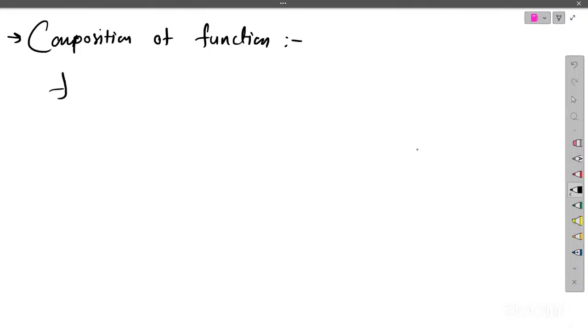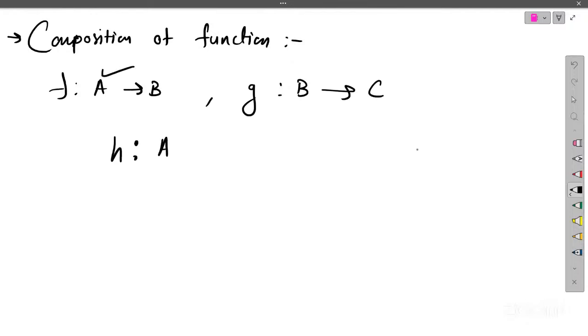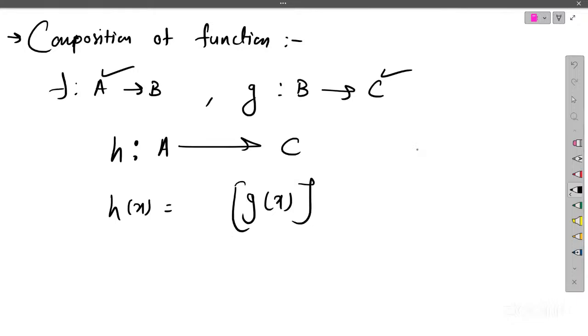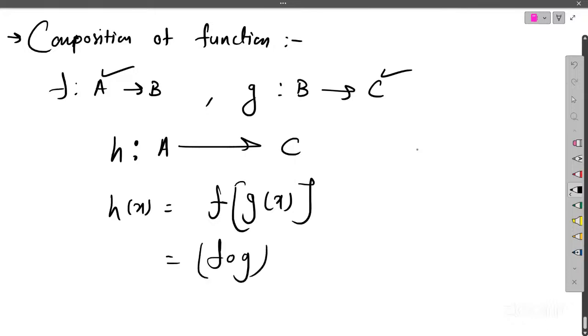For example, I have a function f from A to B. I have another function g from B to C. Then I can construct a new function h, which takes inputs from the set A and gives output into the set C. This function is defined as follows: first we apply g on the input value x, and over this value g of x, we apply another function f. So this is also known as f composite g of x.